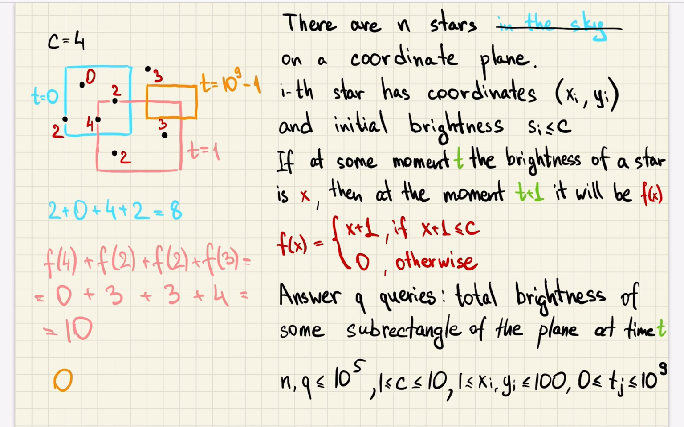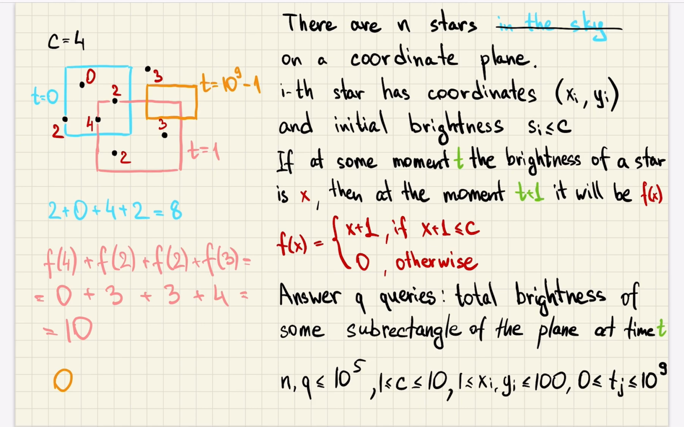We need to answer Q queries. The total brightness of some subrectangle of the plane at some time t. And here total brightness is the sum of brightnesses of all the stars that are in that subrectangle. Number of stars and number of queries is up to 100,000. The limit on brightness c is at most 10. The coordinates are at most 100, and the times in queries can be very big.